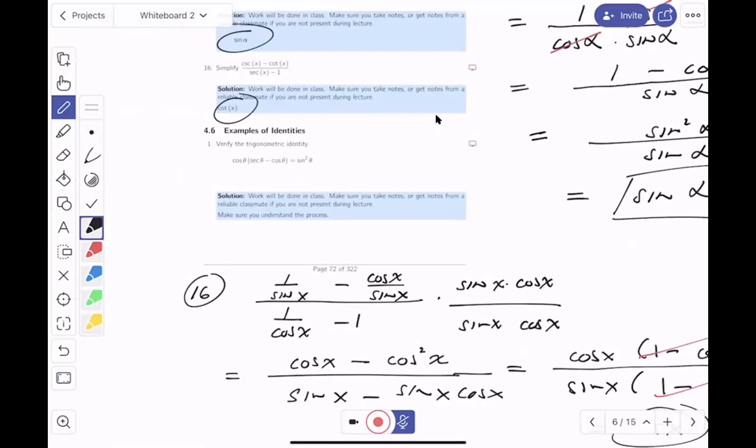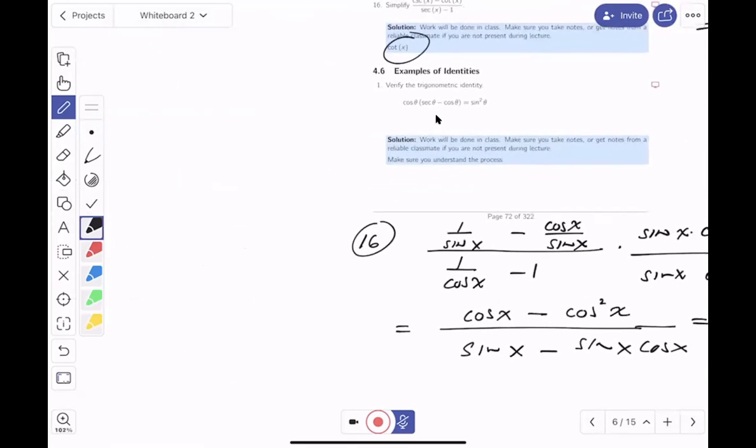All right, next section is going to be the identities. And I want to point out about identities, it's really simplifications, but here's what they give you. They give you what the simplification is. So what you need to do is choose the side that simplifies to that.